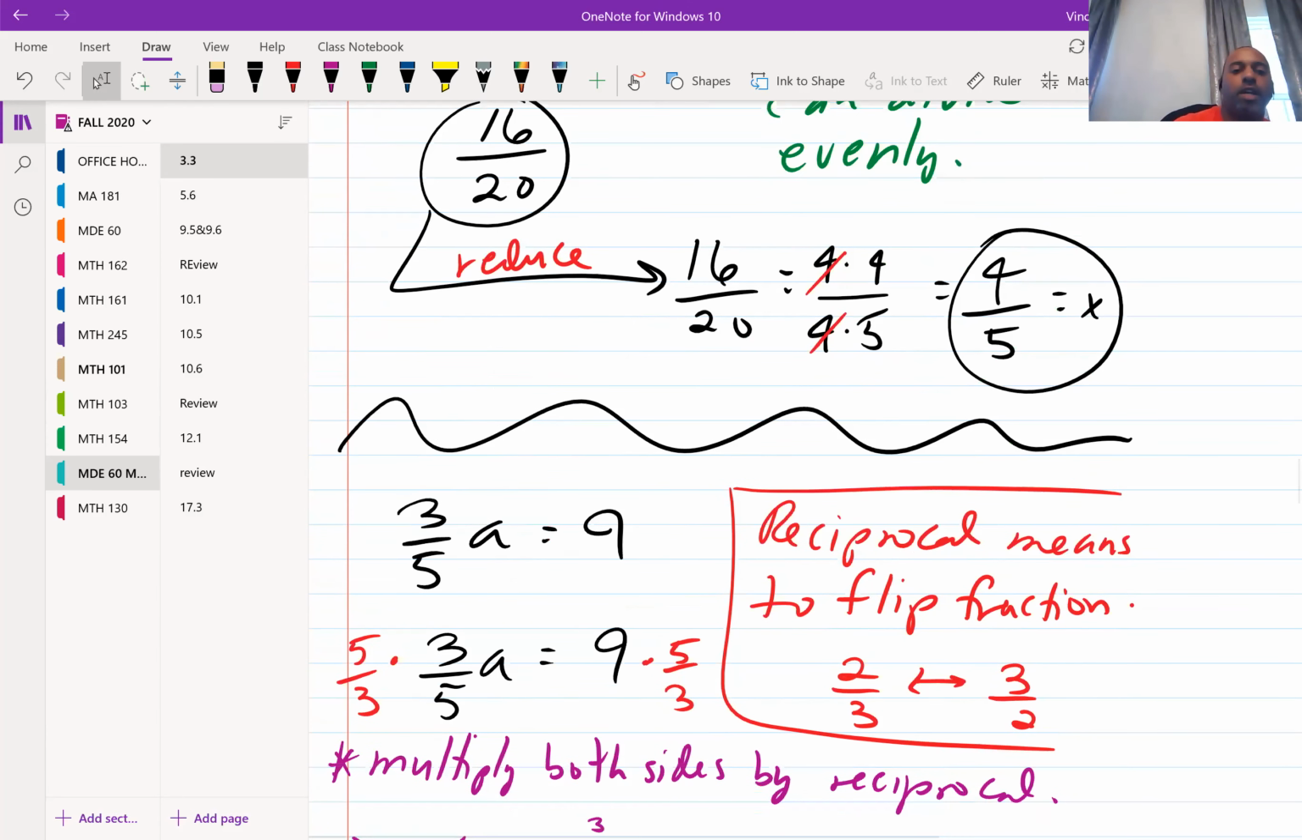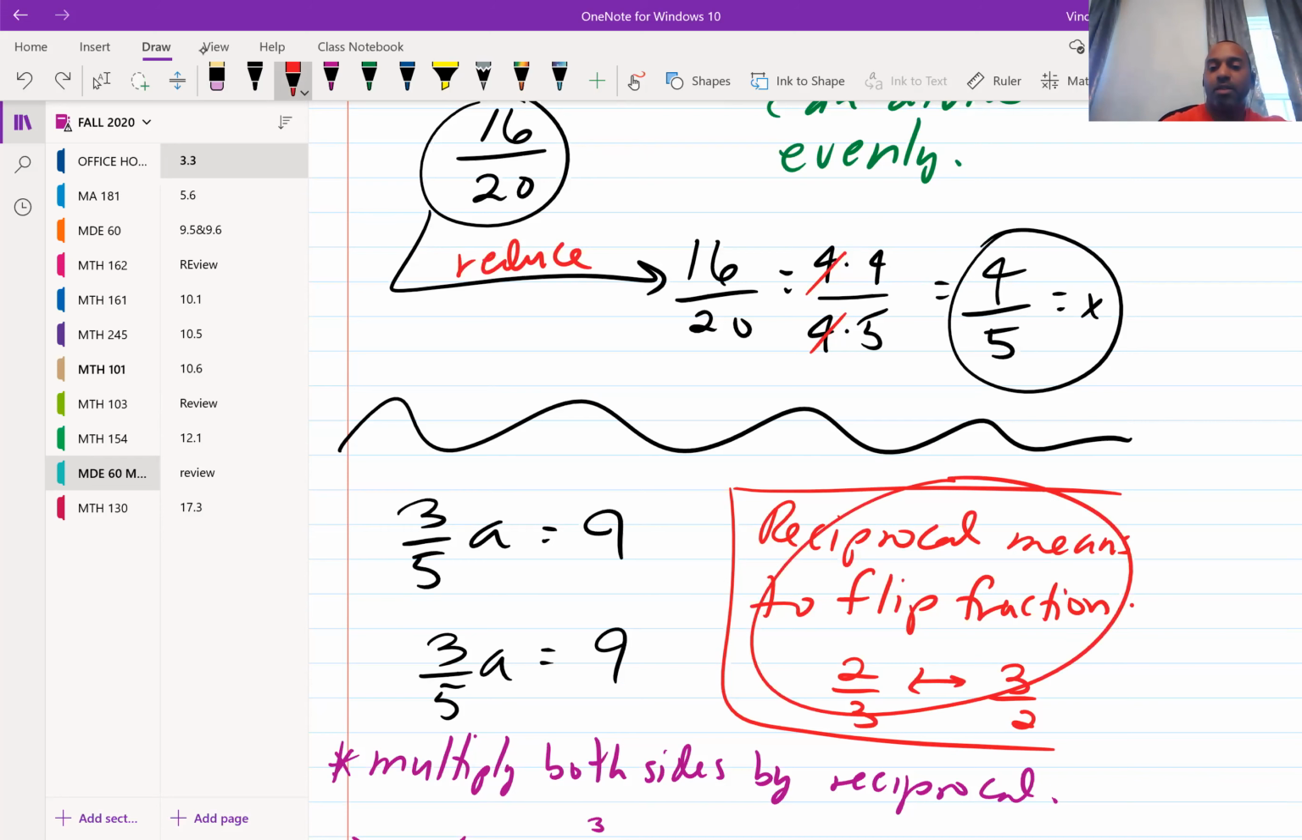All right, so this next one here, we have 3/5 A equal to 9. If I had 3A equal to 9, I would divide both sides by 3. So it's the same thought process, but don't forget, whenever you're dividing by a fraction, that means you're multiplying by the reciprocal. So what we're going to do here is multiply both sides by the reciprocal of 3/5. And reciprocal just means to flip the fraction. So I'm going to multiply both sides by 5 over 3.